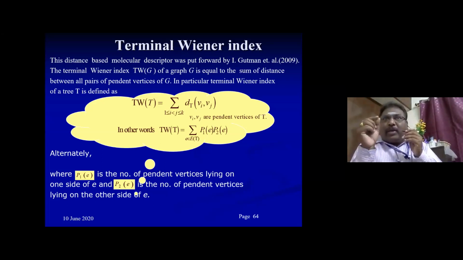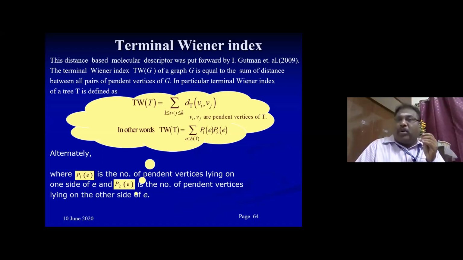So here, the carbon atom which is kept alone in the pendant vertex is ready to attract another carbon atom, to join with some other radical and form a new compound. Ivan Gutmann, the great chemist and mathematician, a living mathematician about 89 years old, is at a university in Serbia. We even have some collaboration work with him. The terminal Wiener index was introduced by Ivan Gutmann in 2009. It is nothing but the sum of the distances between all pairs of pendant vertices.